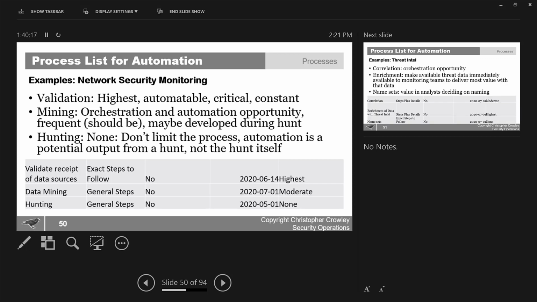Right? In terms of network security monitoring, my exact step to follow is validate receipt of data sources. What do I mean by that? Your SOC has a whole bunch of different places where it's getting data. You should absolutely know if any of that goes away. And I do not want a human being spending their time checking to see if there's the right amount of data coming in from all the different data sources.